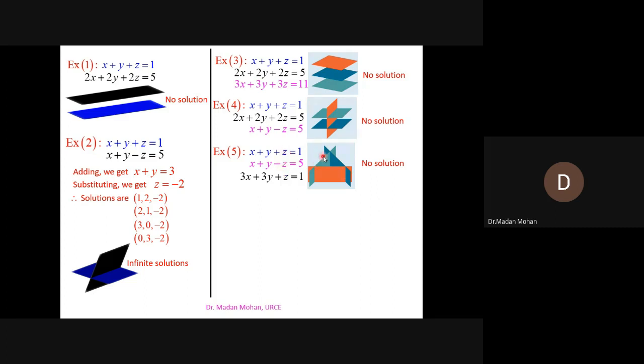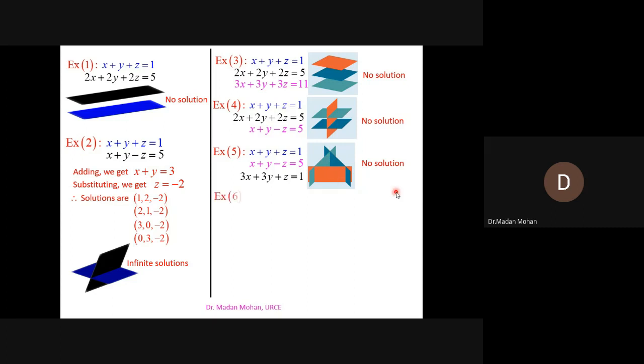Two intersect in a line. The third one is parallel to that line of intersection. This you can easily observe in the second and fifth. In the second one, x plus y should be 3 and z value minus 2. So when you substitute in the third one, x plus y is 3, means 3 into 3, 9. 9 minus 2 is 7, but it is 1. So when you substitute here, you are not getting 1, means no solution. Means the geometrical picture looks like this, please.